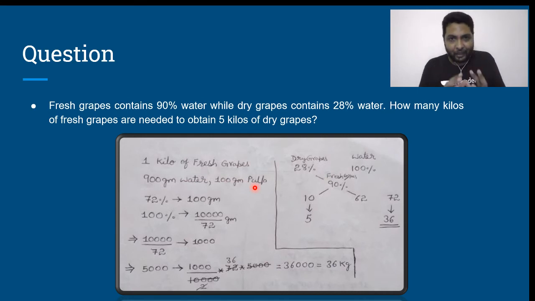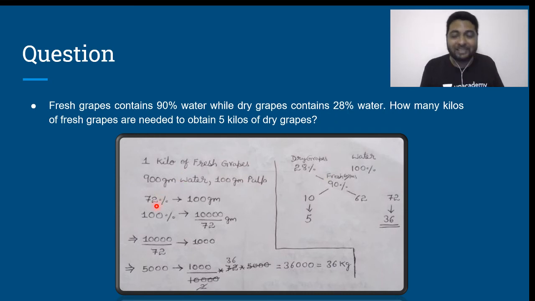From fresh grapes, if I am getting dry grapes, what is the transformation that is happening? Some amount of water is getting evaporated, right? Pulp will remain the same. The amount of pulp does not change, isn't it? That is, this 100 grams pulp will remain 100 grams pulp in dry grapes. And dry grapes contain how much water? 28% water. If dry grapes contain 28% water, then what percentage is the pulp? The remaining, that is 72%, is the pulp.